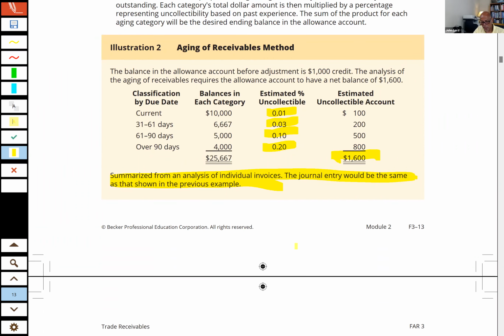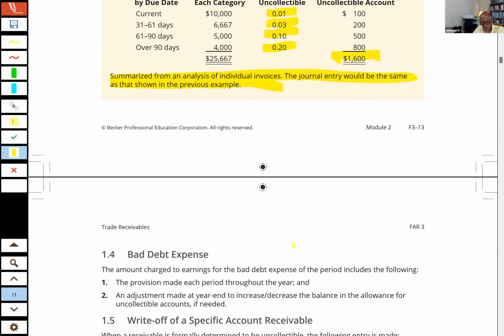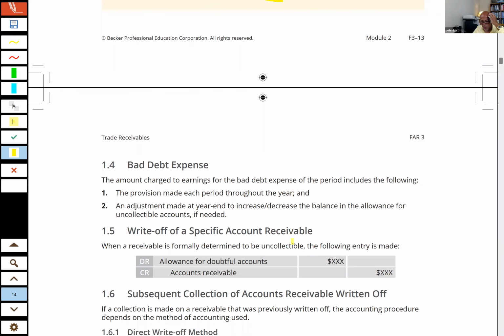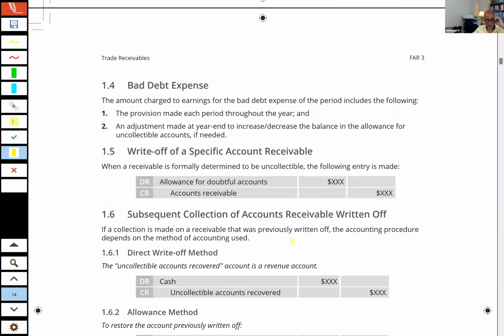They used to have a method called percentage of sales. FASB abolished that. I want to say they got rid of that around 2017 or something like that. They got rid of that because it was stupid. And I used to tell everybody it was stupid that they even had that method.